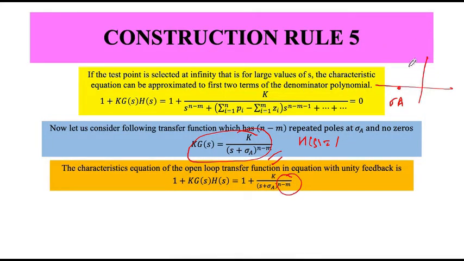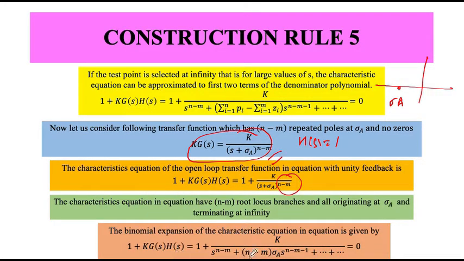Now let's expand this a little bit. This is s^(n-m), s^(n-m-1). We do the binomial expansion, and in the denominator I have a power of s^(n-1), and then I am just summing up this way.